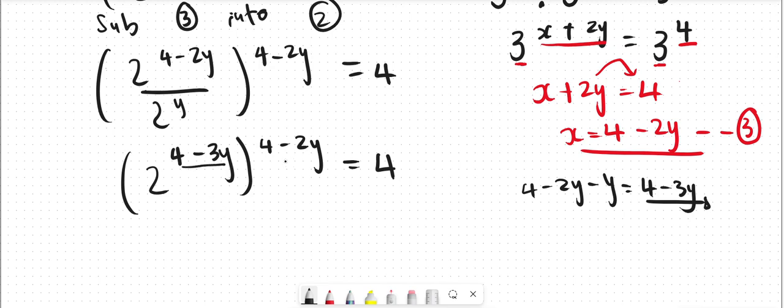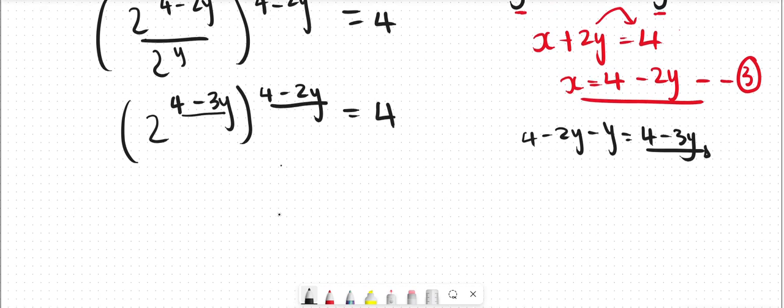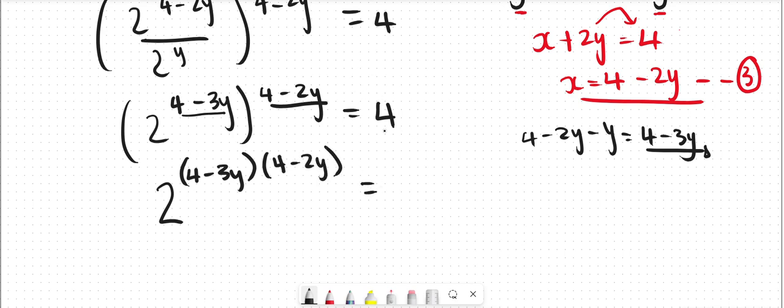Then this exponent and this exponent need to multiply, but I'm not going to multiply it now. I'm just going to keep it in brackets. So I'm going to say 4 minus 3y, that's my first binomial that needs to multiply with this second binomial. At the same time, I'm going to change this 4 to be a base of 2, and if it's a base of 2, it's 2 to the power of 2.